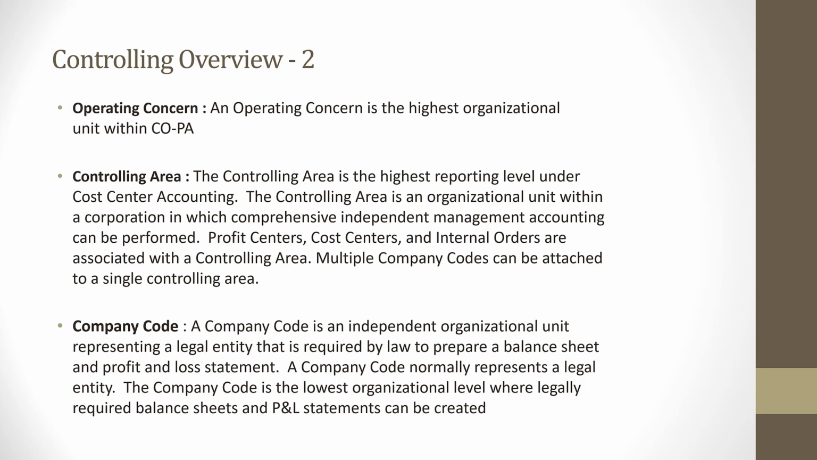What is a company code? A company code is an independent organizational unit representing a legal entity that is required by law to prepare a balance sheet and profit and loss statement. A company code can normally represent a legal entity. A company code is the lowest organizational level where a legally required balance sheet and P&L statement can be created.